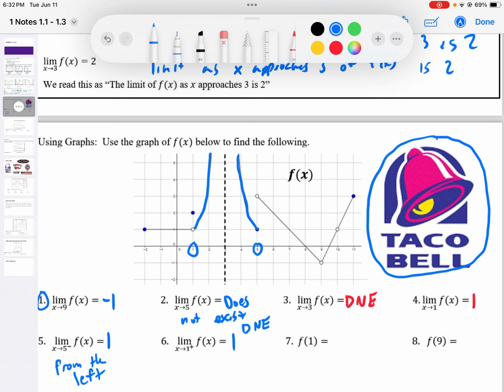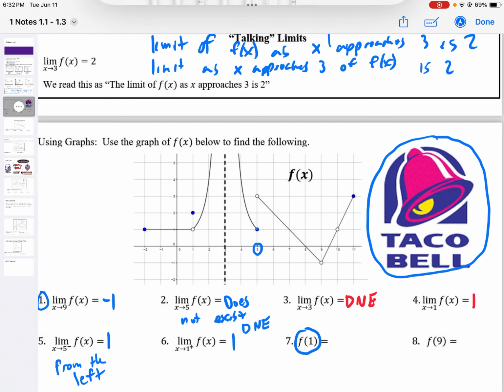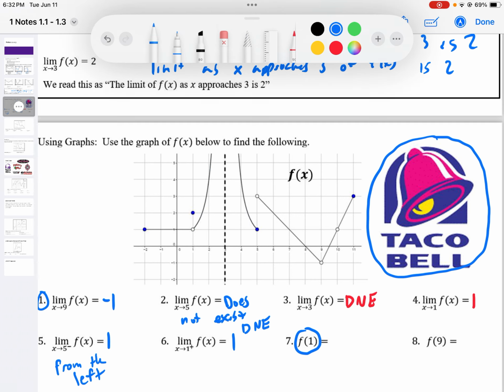All right, number 7. Don't forget everything you've learned about Algebra 1 or Algebra 2. Just f of 1 means what's the function value at 1. So what is the function defined to be when x is 1? Okay, x is 1. The limit, which is what we did on number 4, was 1. But the function value is actually 2 because there's that point right there.